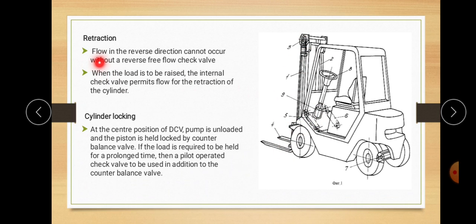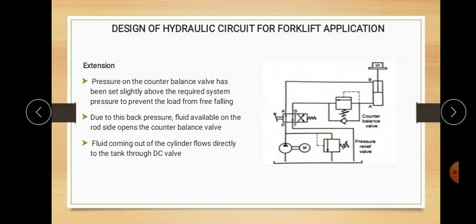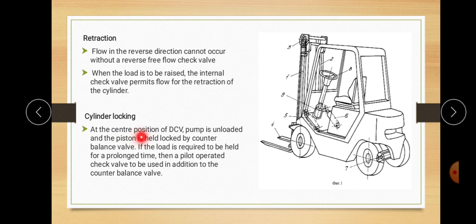So here retraction also takes place when fluid flows in the reverse direction, which cannot occur without a reverse free flow check valve. When the load is to be raised, the internal valve permits flow to the extension of the cylinder. So this is the concept where the extension and retraction take place in this circuit. So cylinder locking: at the center position of the DCV the pump is unloaded and the piston is held locked by a counterbalance valve. If the load is required to be held for a prolonged time, then a pilot operated check valve is used in addition to the counterbalance valve. This is called cylinder locking.